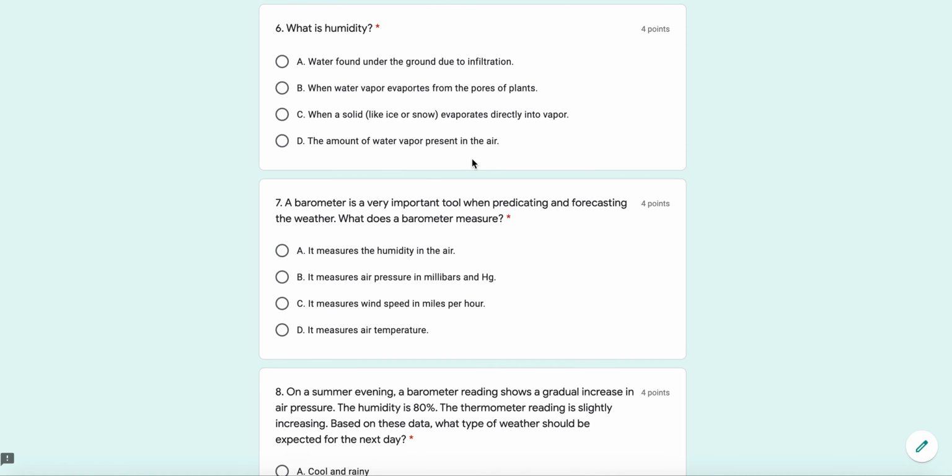Number 6, what is humidity? A, water found under the ground due to infiltration. B, when water vapor evaporates from the pores of plants. C, when a solid like ice or snow evaporates directly into vapor. D, the amount of water vapor present in the air.